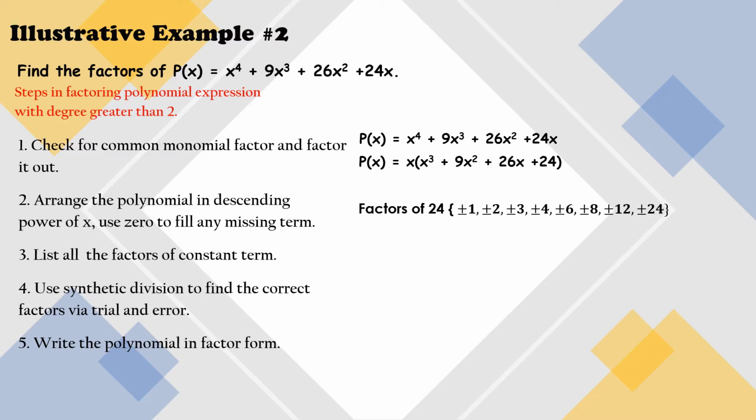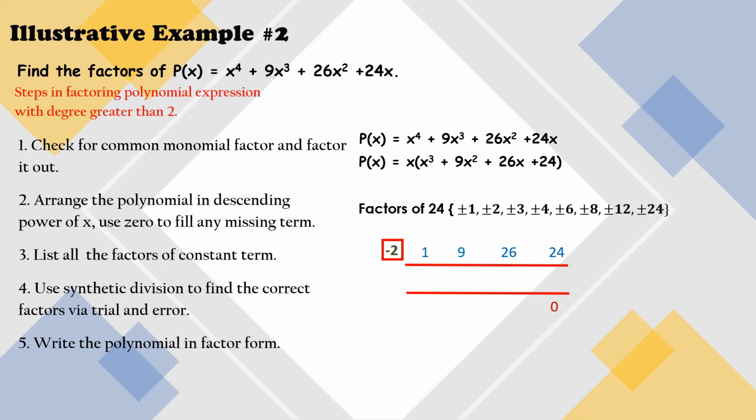Then, after this, we're going to proceed to step 4, use synthetic division to find the correct factors by trial and error. So, we're going to set up our synthetic division. And on the first row, we're going to write the numerical coefficients of x cubed plus 9x squared plus 26x plus 24. So, we will have 1, 9, 26, 24, setting aside the common monomial factor. So our aim here is when you apply the synthetic division, our last digit on the third row will become 0. So we're going to pick numbers from the factors of 24 and we're going to put it on the box, then apply the synthetic division and hope that we are going to have 0 on our last digit third row. If it is not 0, we just simply replace it with another number from the factors of 24.